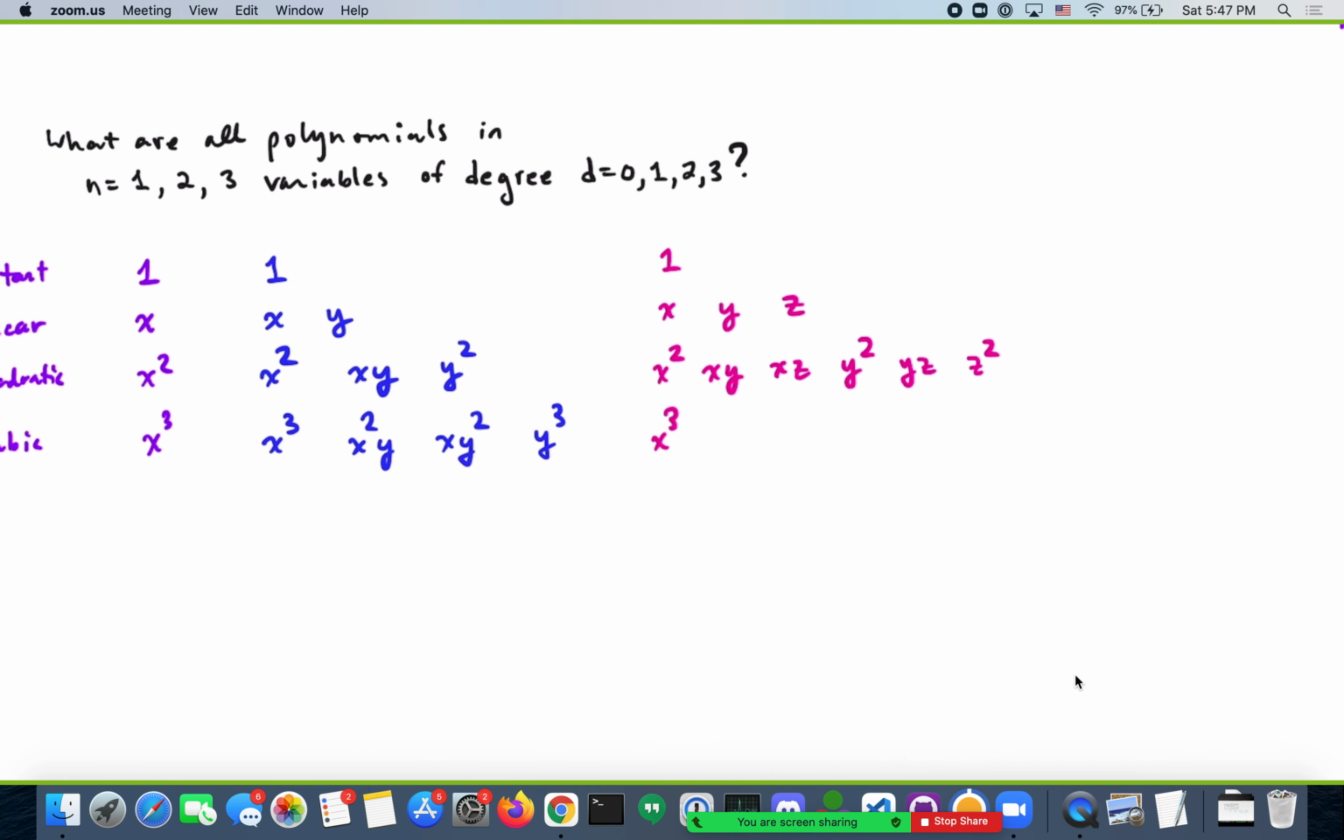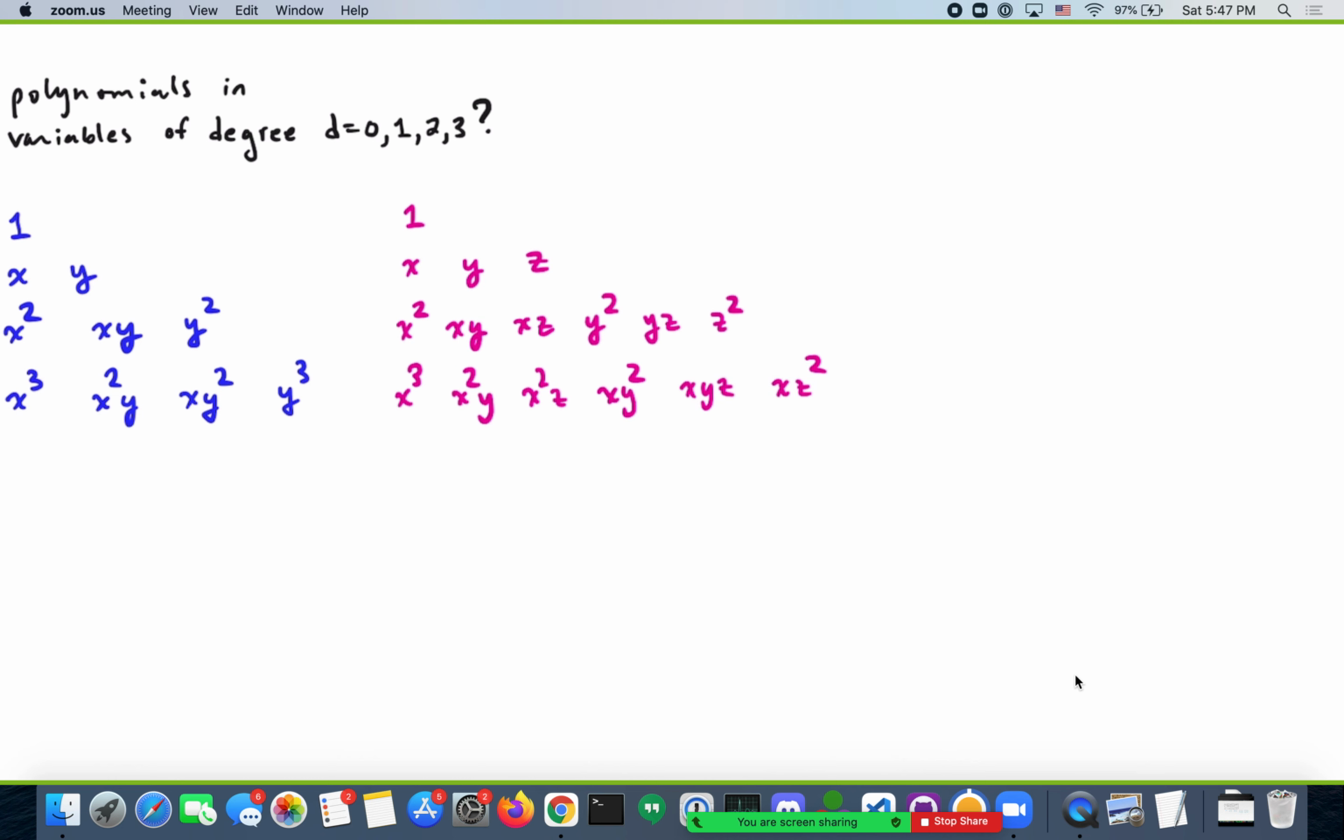Degree 3: x to the third, x squared y, x squared z. Now let's do the linear in x, but quadratic in y: x y squared. X, y, z, okay, that's still degree 3. X z squared, degree 3. And now we have y to the third, that's degree 3. We have y squared z. We have y z squared, and we have z to the third. So there are 10 different degree 3.